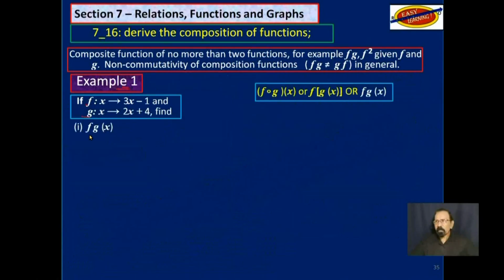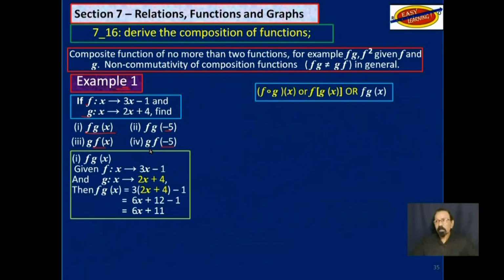You are told to find f of g of x, and then f of g of -5, and g of f of x, and g of f of -5. So really it's 4 things. Let's begin with the first one, f of g of x.